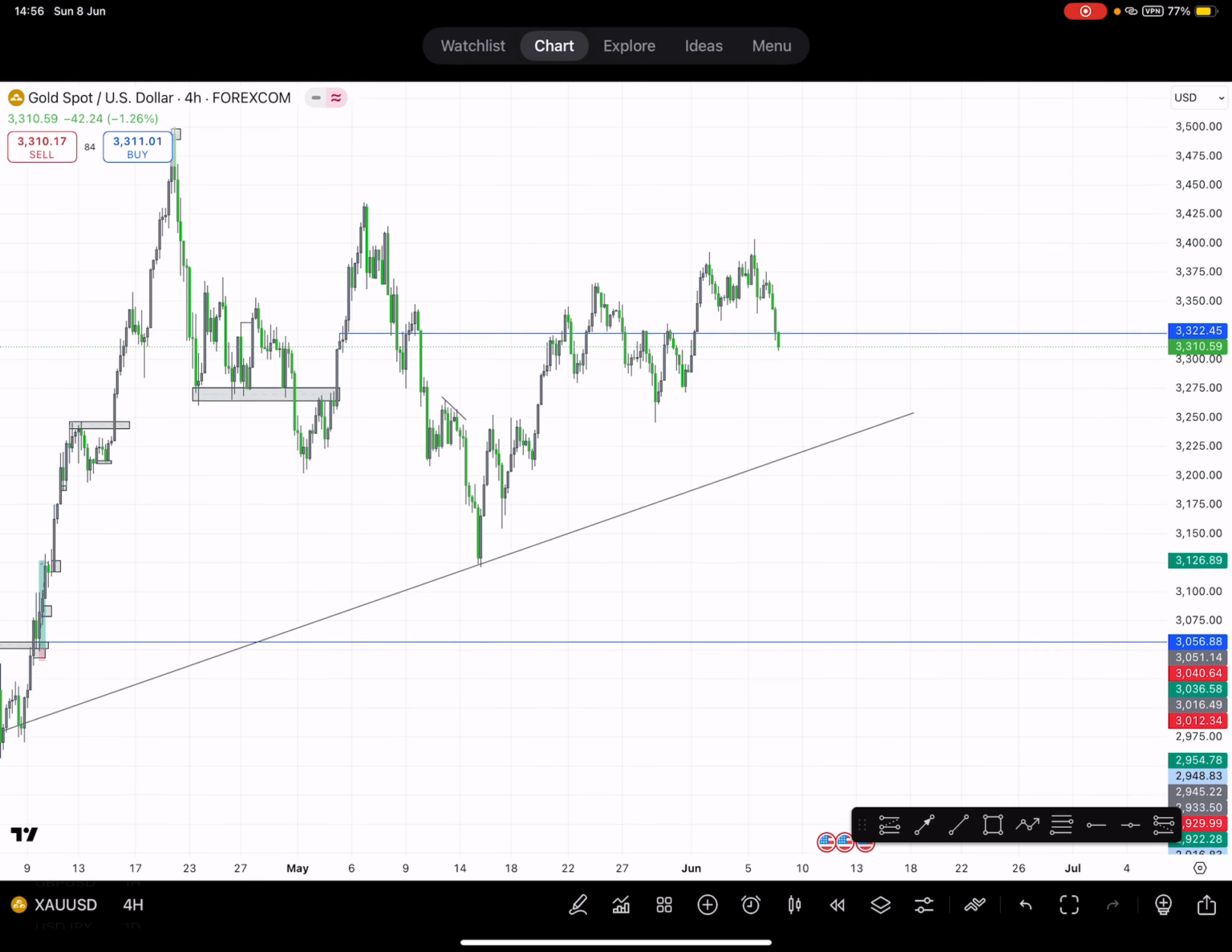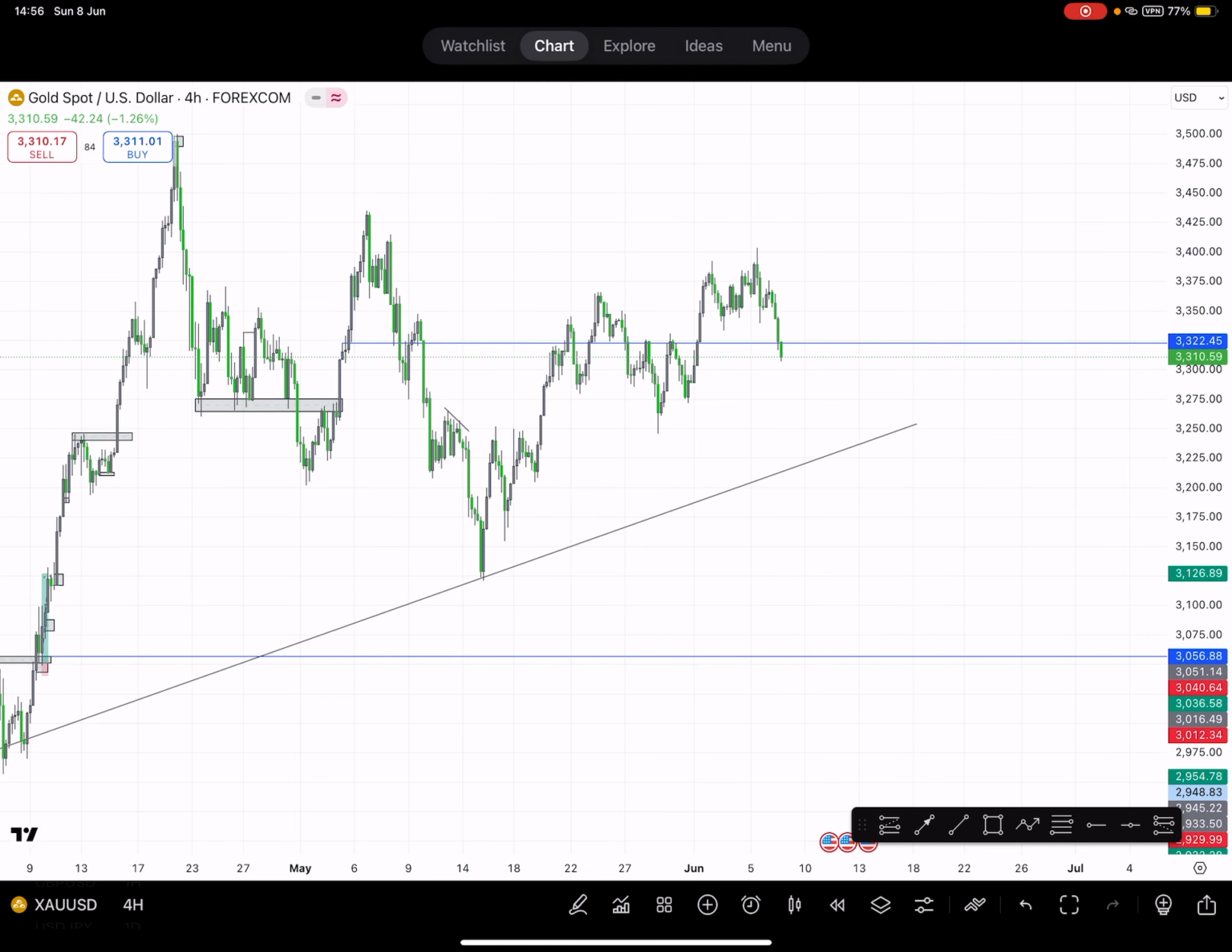And as you can see, we can clearly see a reverse head and shoulder pattern here at this point. Look at the two shoulders, and this is the head. And now we have this other block here. We have this other block with a fair value gap.